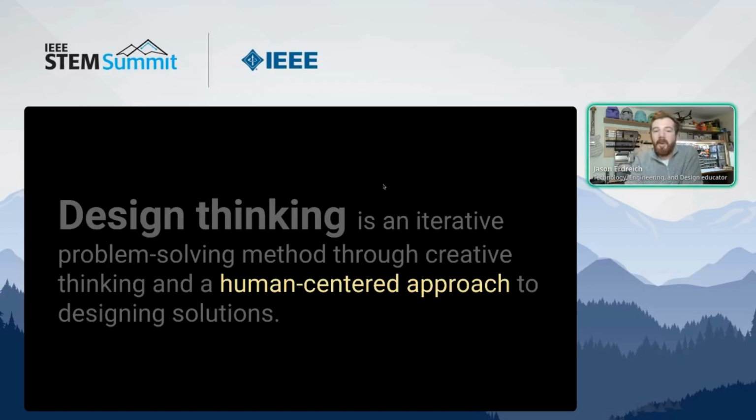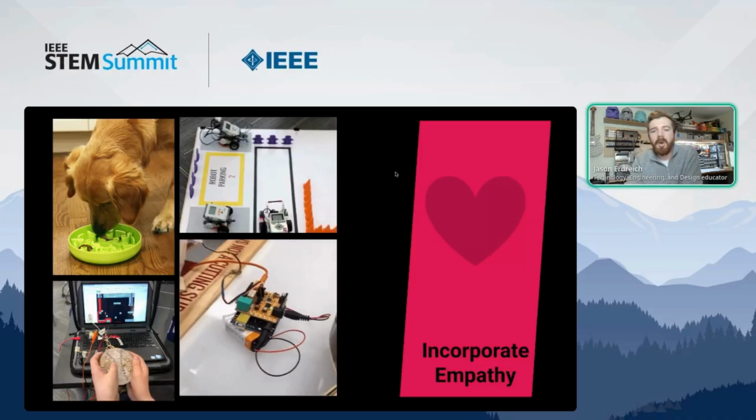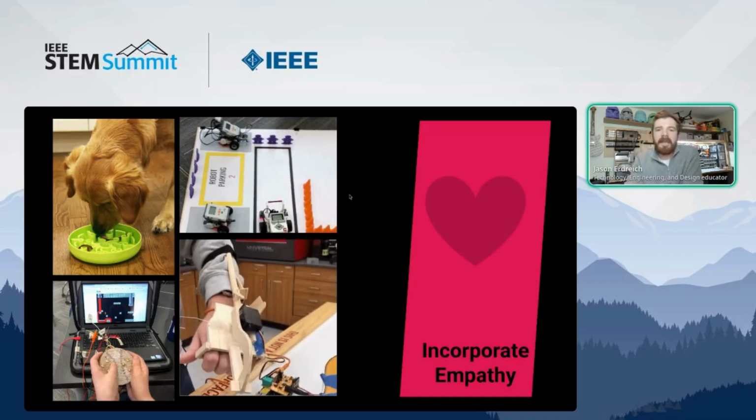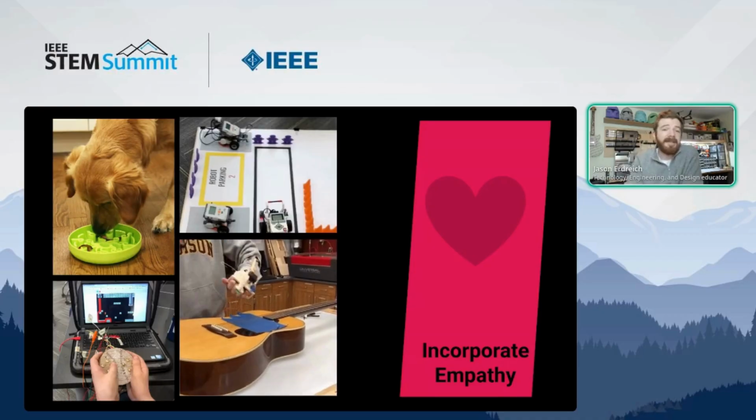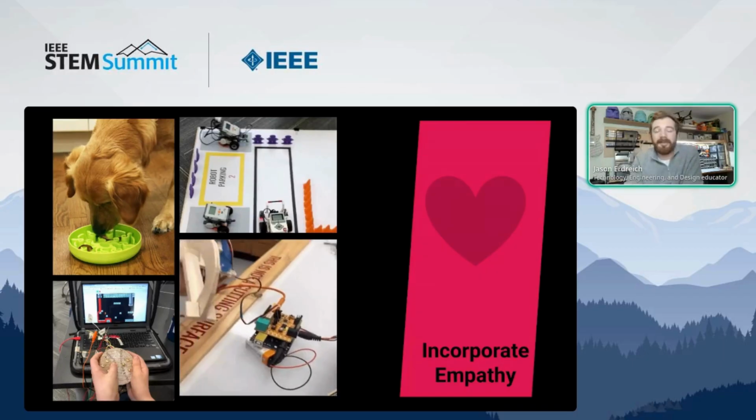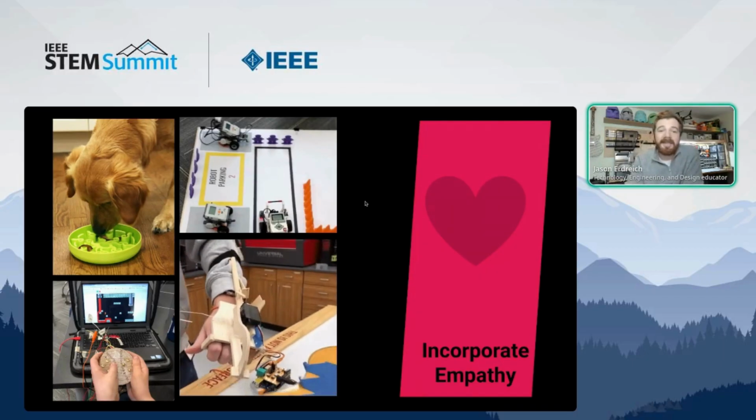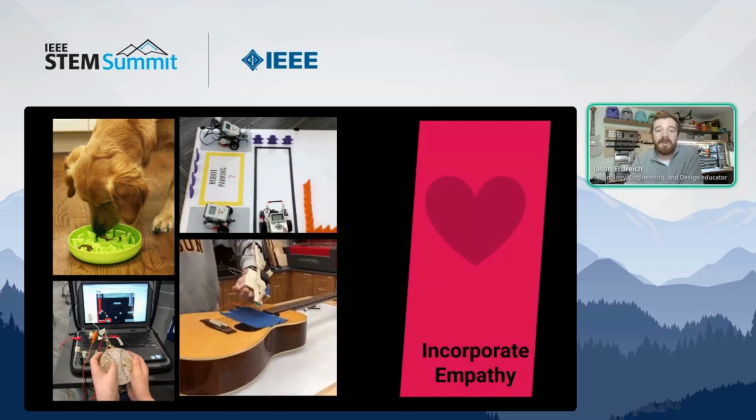So now let's move on to our next component of design thinking, which is a human-centered approach. And I think there are two big ways to make learning human-centered in education, and that's incorporating empathy and making learning relatable. So incorporating empathy can be done in a lot of different ways. It's essentially challenging students to design a solution for someone else. And that could be a pet. I love bringing my dog into the conversation when I can, helping design some type of slow feed system because he eats too fast. It could be for your community. So let's program robots to go deliver groceries in our local community.